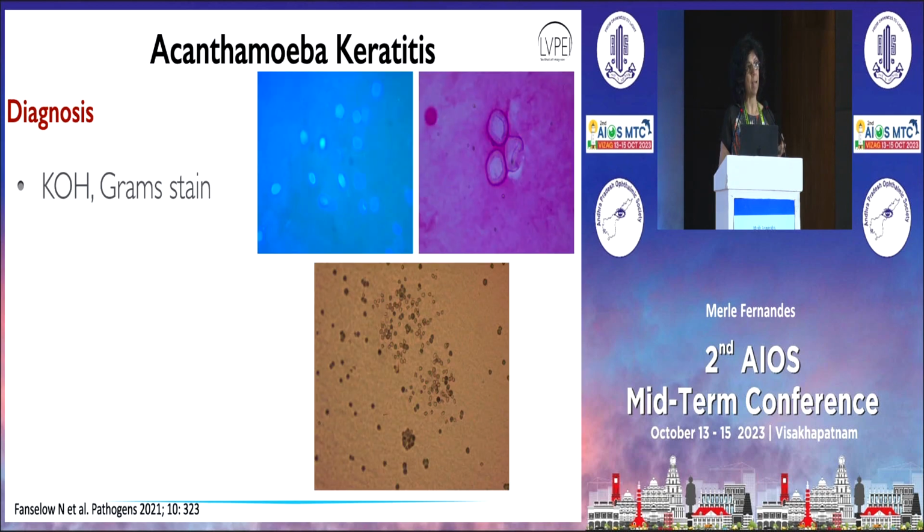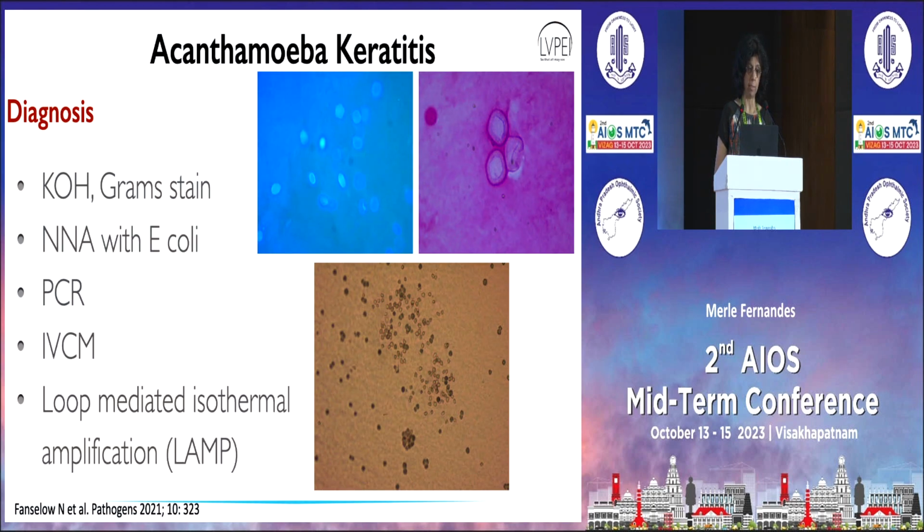So the Gram stain and the KOH stain will help you pick it up, and it grows in NNA with E. coli overlay, because these trophozoites will start eating up the E. coli. We can also use PCR to diagnose it in difficult cases, and IVCM, like I mentioned earlier.